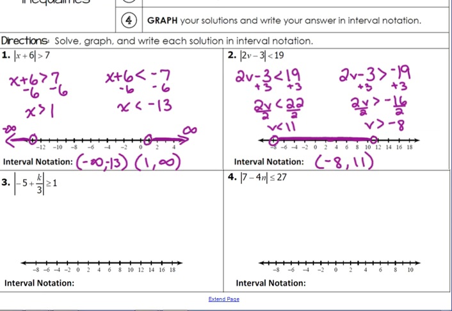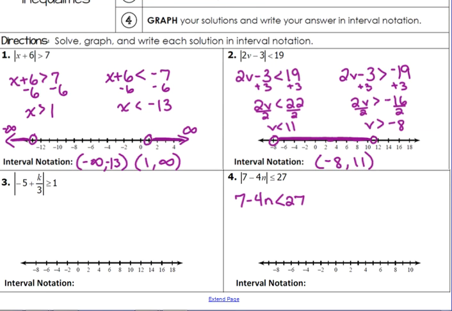All right, I'm going to skip number 3 right now. Let's look at number 4, because I want to look at one with the negative there. Okay. Again, already isolated. So 2 cases.